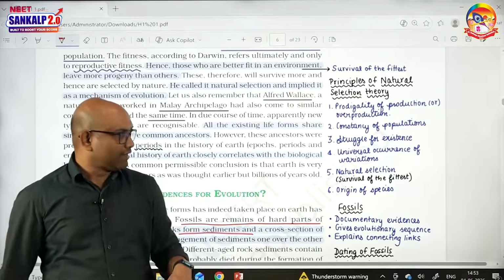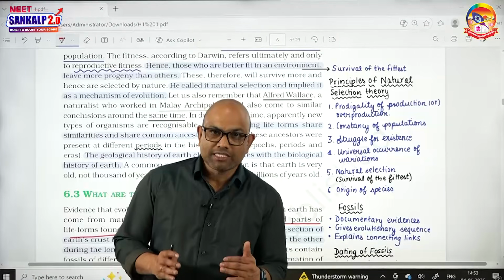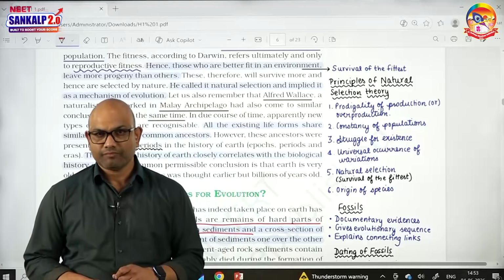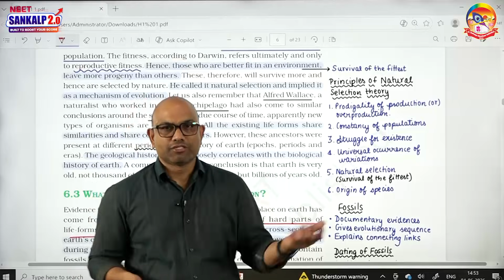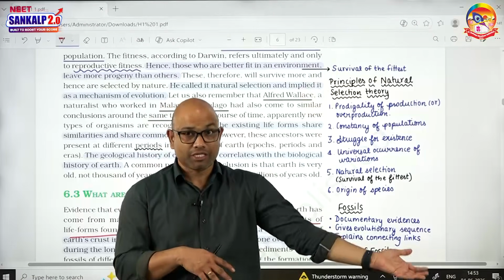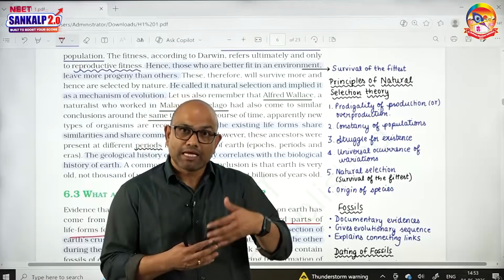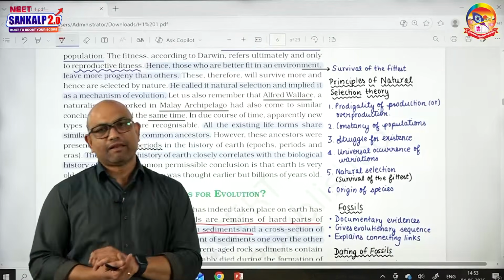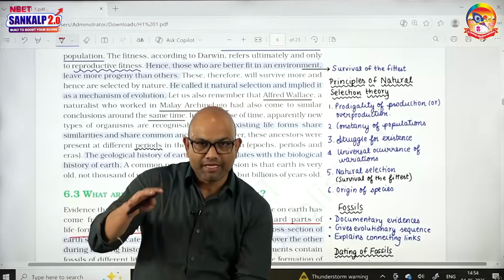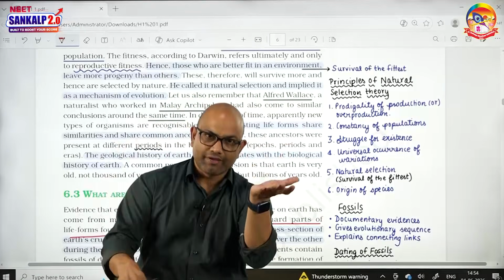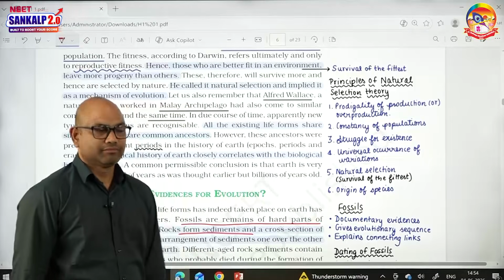The fourth observation of Darwin is the universal occurrence of variations. Darwin said the population has built-in variations by birth due to sexual reproduction. But not all variations are useful. Some variations may be beneficial, some variations may be harmful. Beneficial variations enable the organisms to survive better in that particular environment. Harmful variations may not help them to survive. So, organisms with beneficial variations are selected, and organisms with harmful variations are rejected. That is the next observation of Darwin, called natural selection.